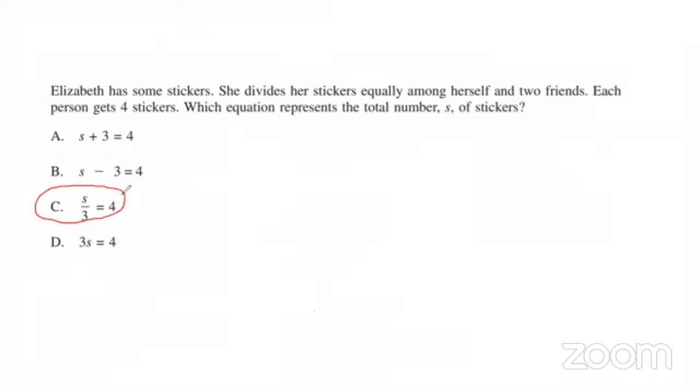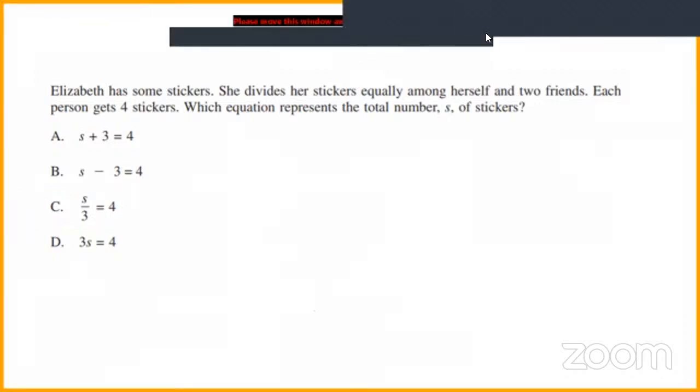Tori Senior, thank you. Tori Senior gave us a beautiful explanation that we can use. So definitely C, S divided by 3 is equal to 4. Thank you, Tori. All right, so let's move on to our next item. I'll just clear what I have here and let's move on.